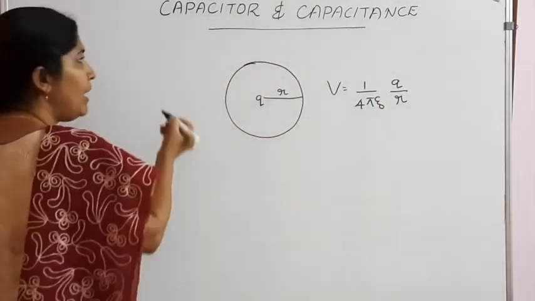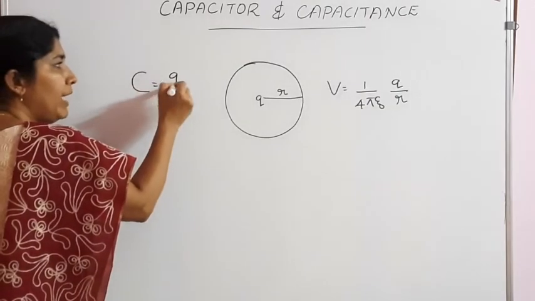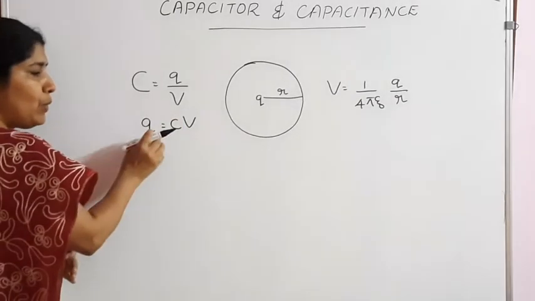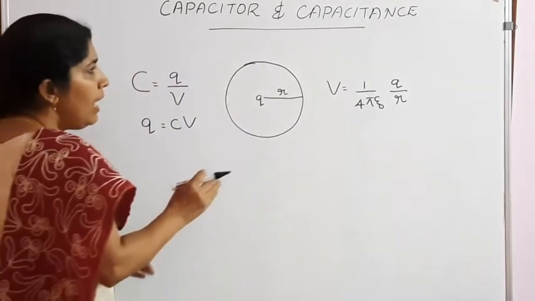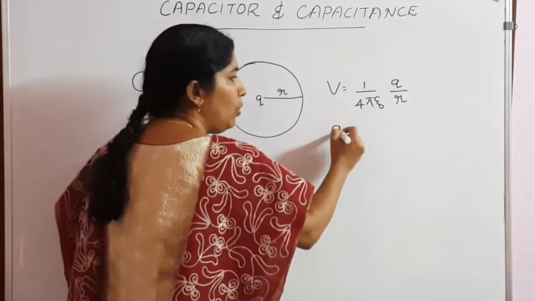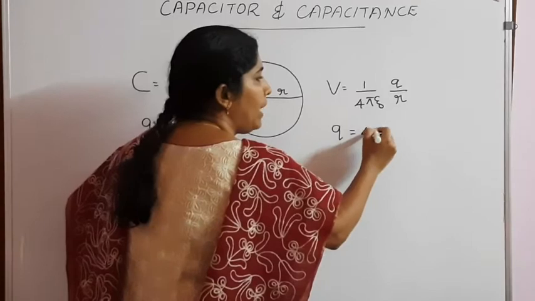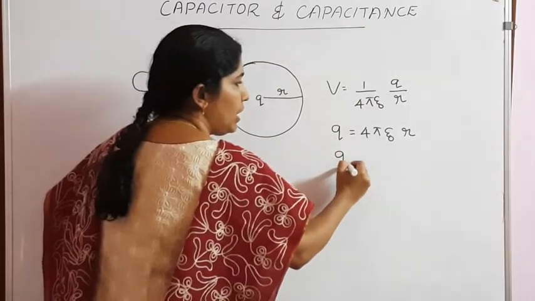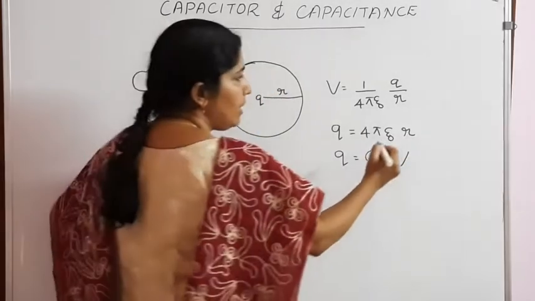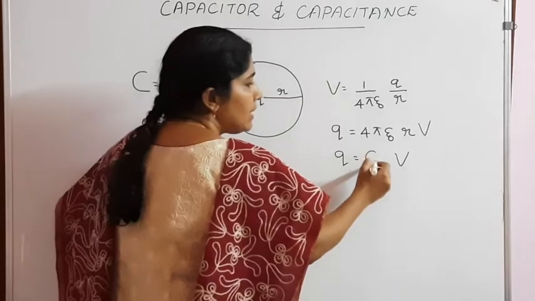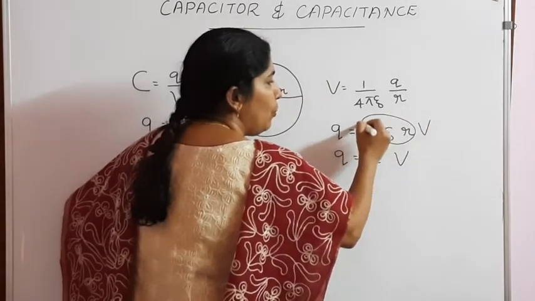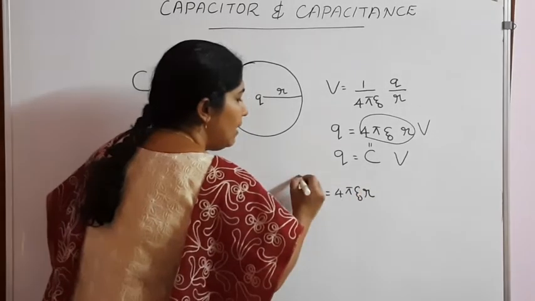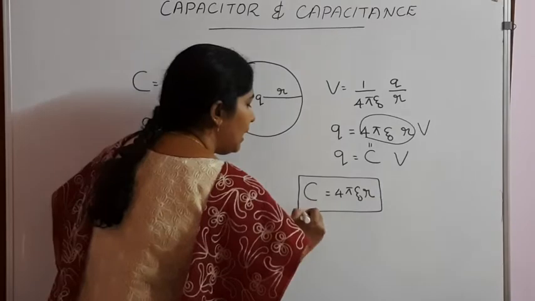We know the equation for the capacitance, C is equal to Q divided by V. Therefore, Q is equal to C into V. On rearranging the potential equation, Q is equal to 4 pi epsilon 0 into R into V. On comparing these two equations, we can write C is equal to 4 pi epsilon 0 into R. This is the equation for the capacitance of a spherical conductor.